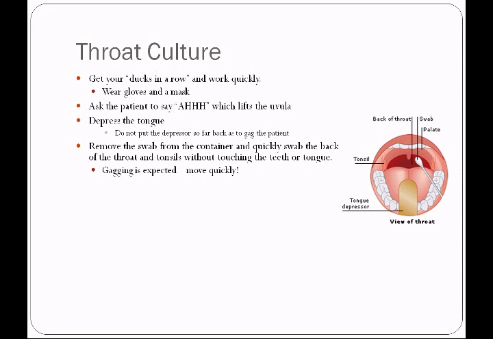Gagging is expected. Move quickly. This is uncomfortable for the patient, so you want to get in and out very quickly. But be prepared. Gagging often induces the patient to vomit.